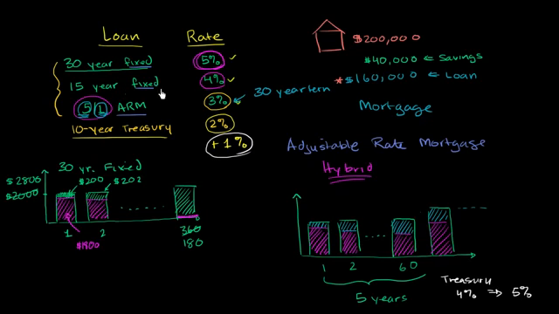A 15-year loan, a little bit less risk. So they'll have a little bit lower interest. A 5-1 ARM, even lower risk. They're only fixed for 5 years. And then after that, they can float. This will float with the prevailing interest rate on an annual basis. So hopefully that gives you a little bit of a primer on mortgage interest rates.